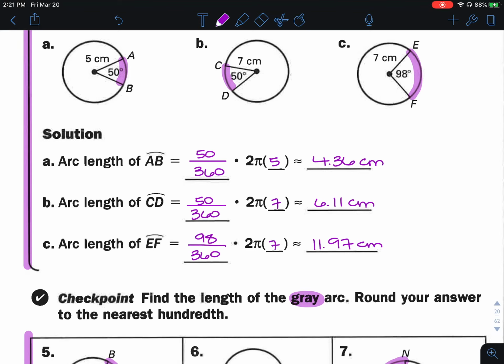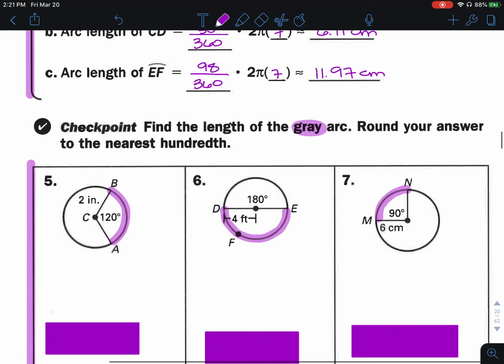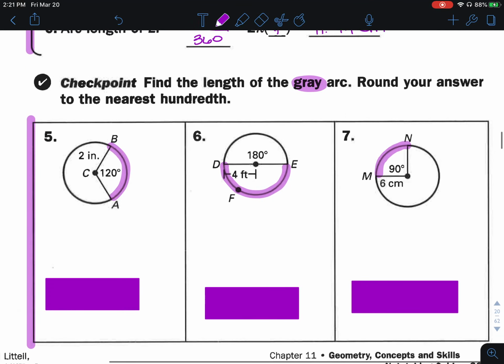Now at this point, the next 3 problems, the checkpoint down here, I'm going to say pause the video, try it on your own, see what you get, and then play it. Hopefully you tried them by now. I am going to go over them as well.